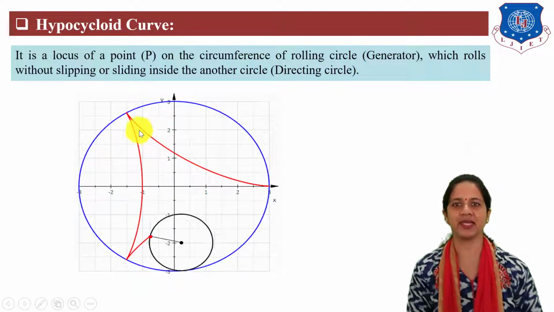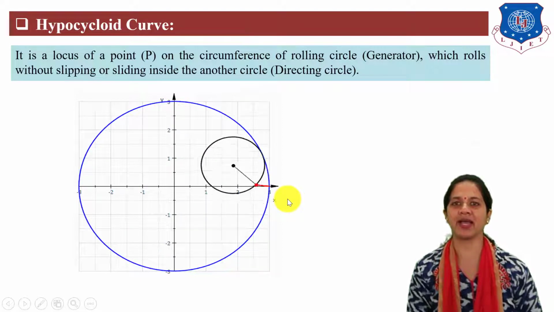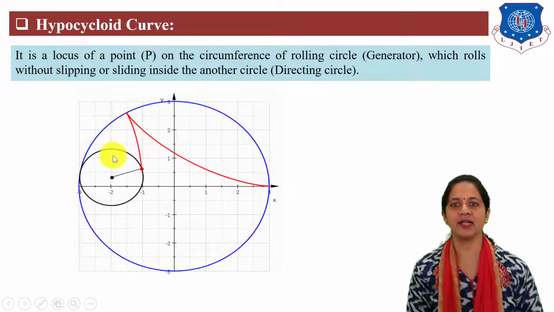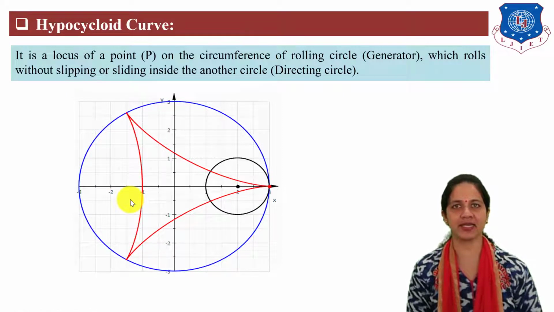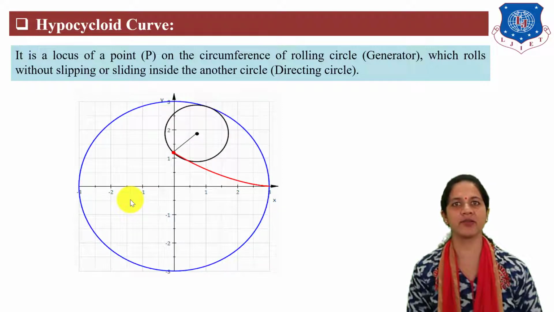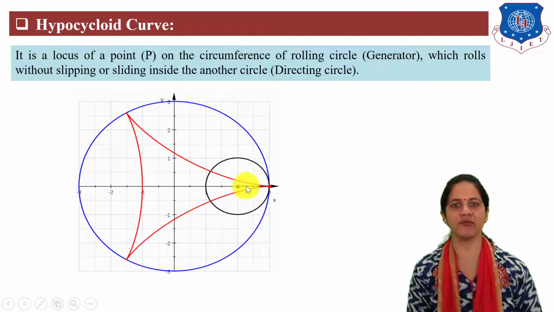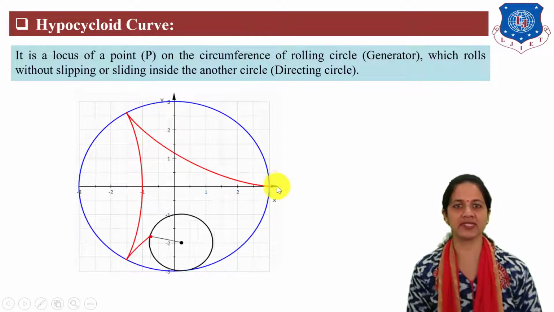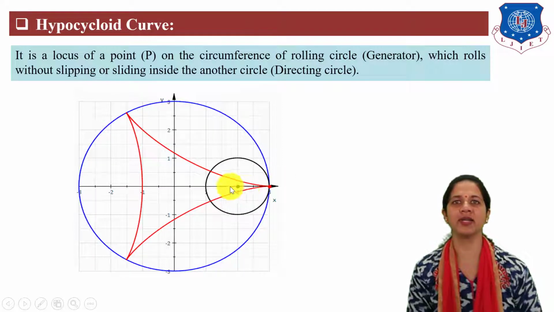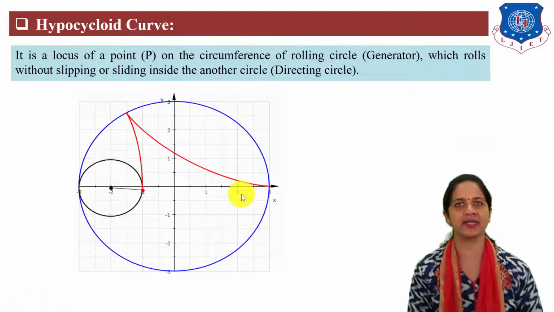Here you can see this is a hypocycloid, which is generated by a rolling circle which rolls inside the directing circle for one complete revolution. Here 3 revolutions of the rolling circle are given inside this directing circle. So this is the hypocycloid for one revolution of the rolling circle inside the directing circle.